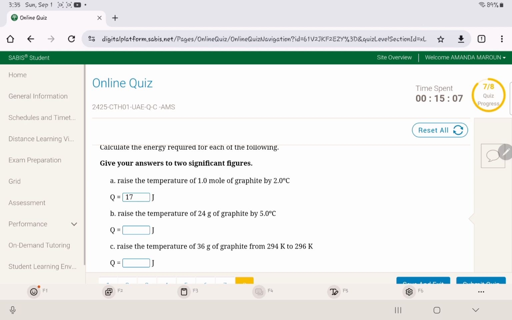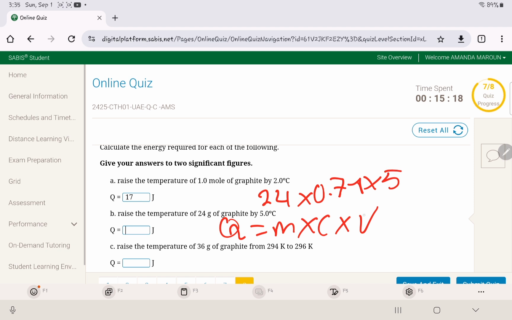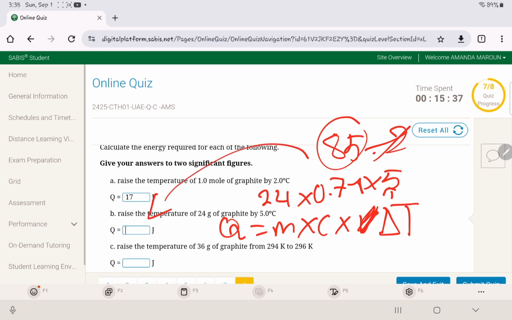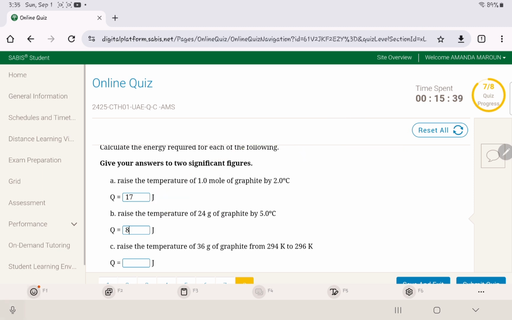How about this one? We're also going to do Q equals M times C times delta T. Our M is 24, our C is 0.71, and our delta T is 5. So we're going to have 24 times 0.71 times 5, which is 85.2, but they need only 2 significant figures, so we're going to take only 85.